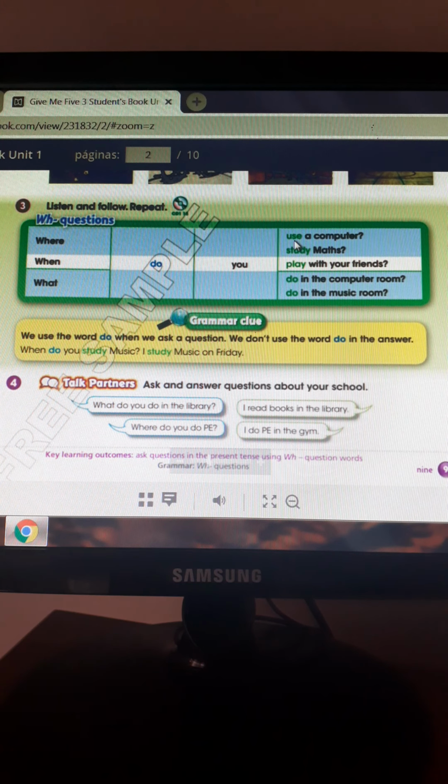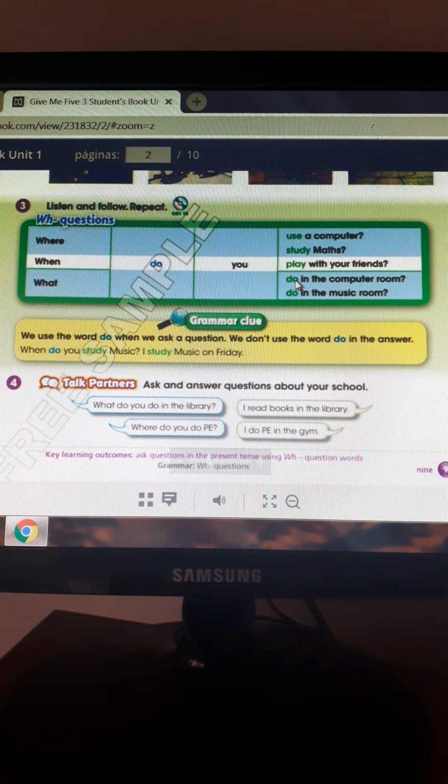For example, use, usar, use a computer, usar una computadora. Study, estudiar. Study maths, you remember maths, matemática. Play, jugar. Play with your friends. Jugar con tus amigos.